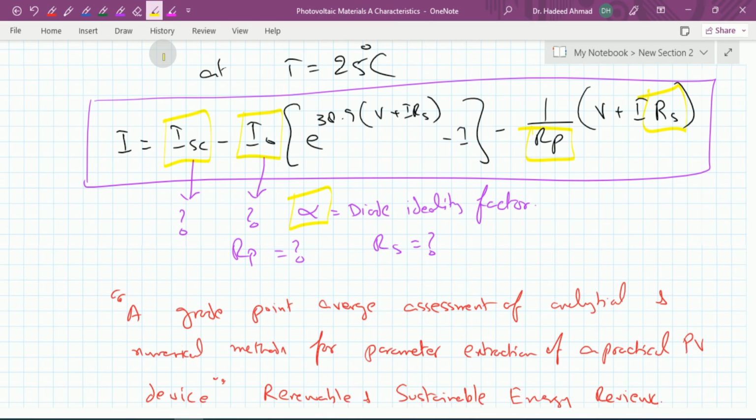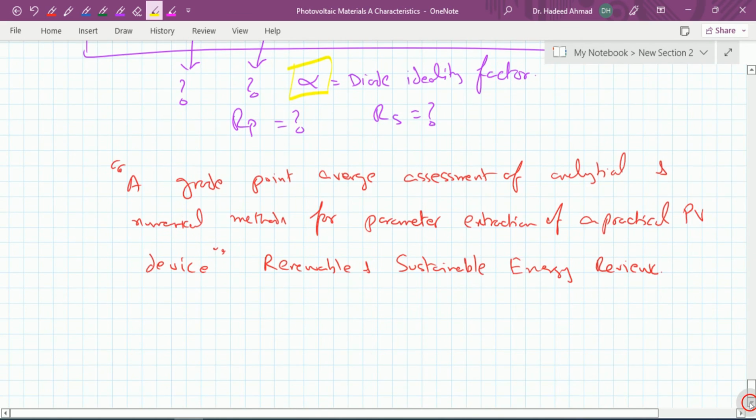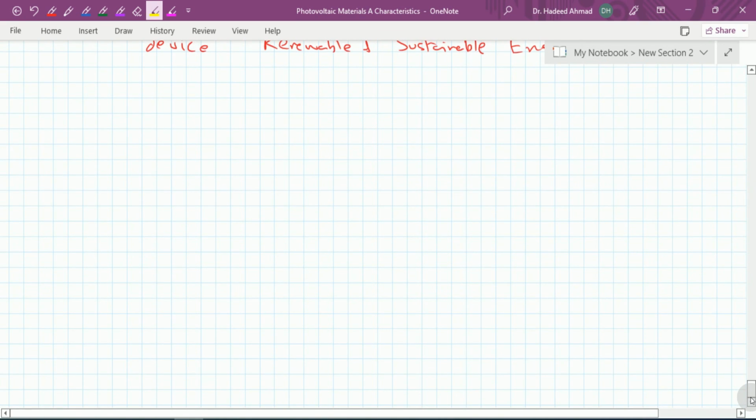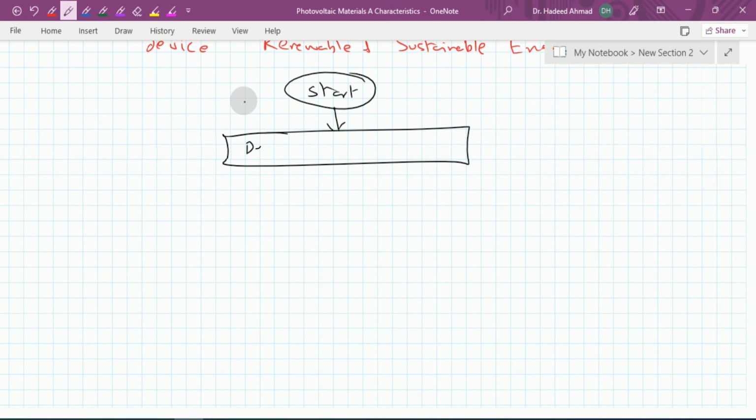So there should be some method to identify these values based on the environmental conditions, and a framework is actually provided based on the Newton-Raphson method. So the flow chart is as follows: we start the system, and then we define the constraints and the PV parameters. Whatever parameters are given in a given PV data sheet, we specify here.